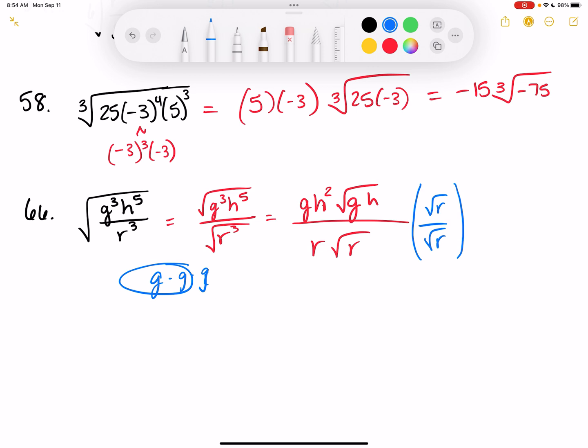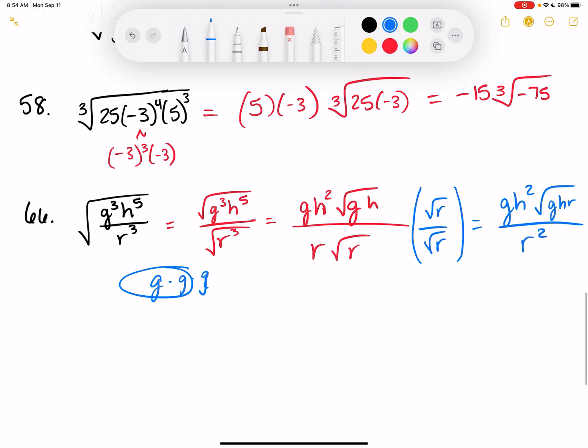So on top, all that's happening is that square root of r is getting multiplied by what's inside this radical. So I will be left with g h squared and then the square root of g h r. On the bottom, square root of r times the square root of r is the square root of r squared. Okay, so you can multiply those together, which is just going to be r. So r times r is r squared. Do we follow? Okay.